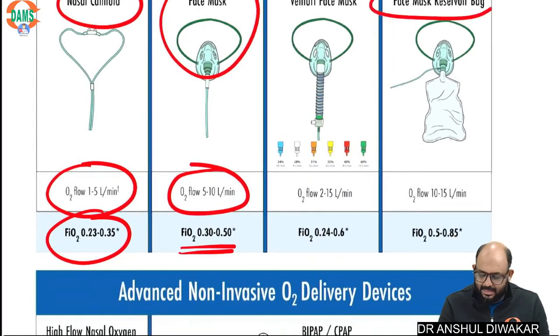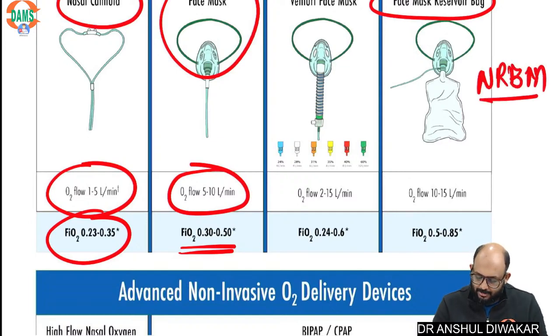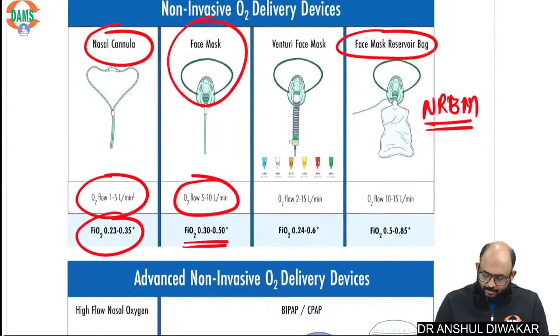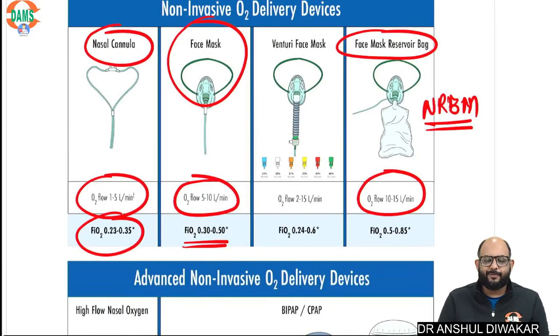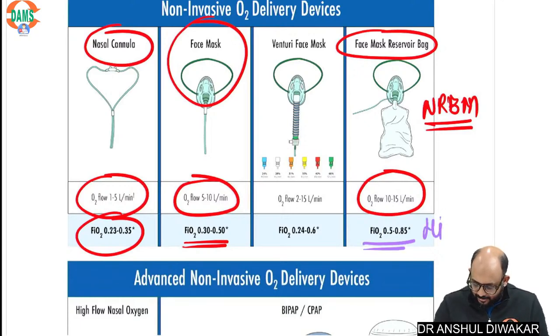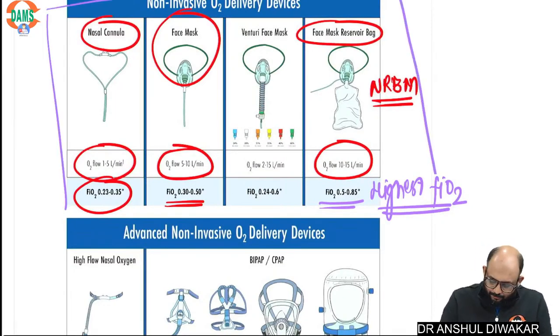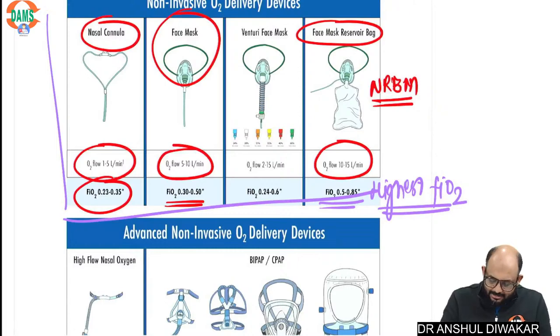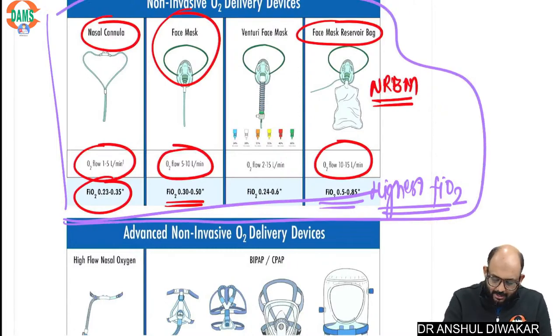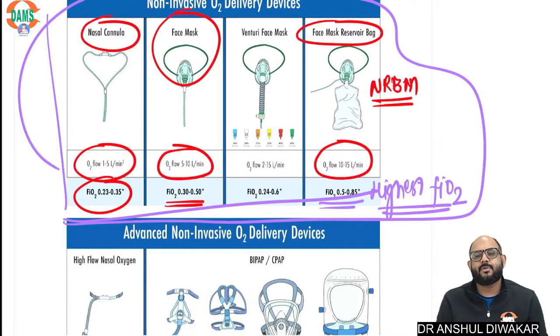You have face mask with reservoir bag called NRBM, non-rebreathing mask, which is between 10 to 15 liters per minute. And this gives the highest FiO2 in O2 delivery devices. So if somebody asks you the highest FiO2 in oxygen delivery devices, remember it is always between these four. Because the rest of the devices, you can control FiO2. If you can control FiO2, highest FiO2 is always 100%.